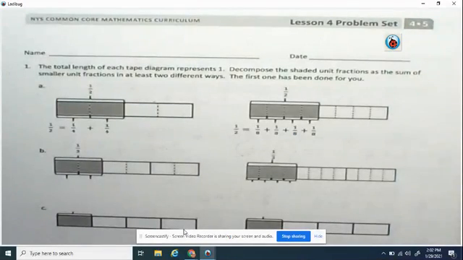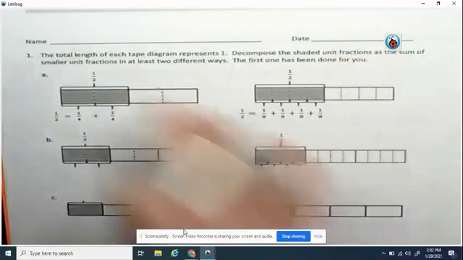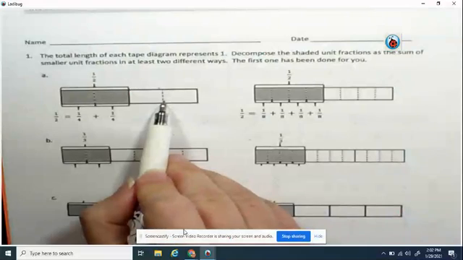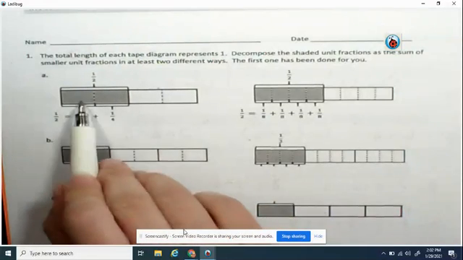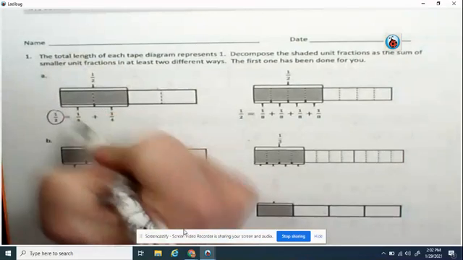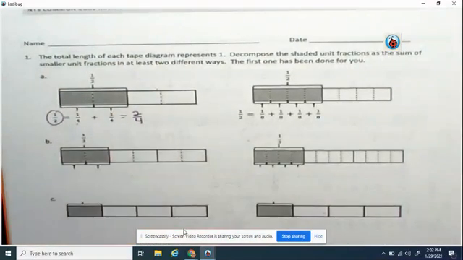Alright, so in this one, the first two have been done for us. Let's just talk about what we see going on here. First of all, at first we have 1/2. Then these dotted lines show where we cut 1/2 in half. And when we cut 1/2 in half, now we have fourths. So 1/2 is equivalent to 1/4 plus 1/4, or 1/2 is equivalent to 2/4.